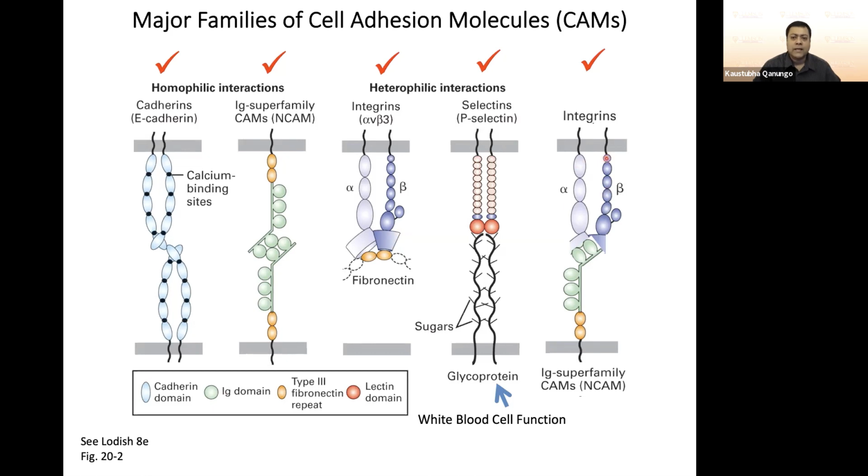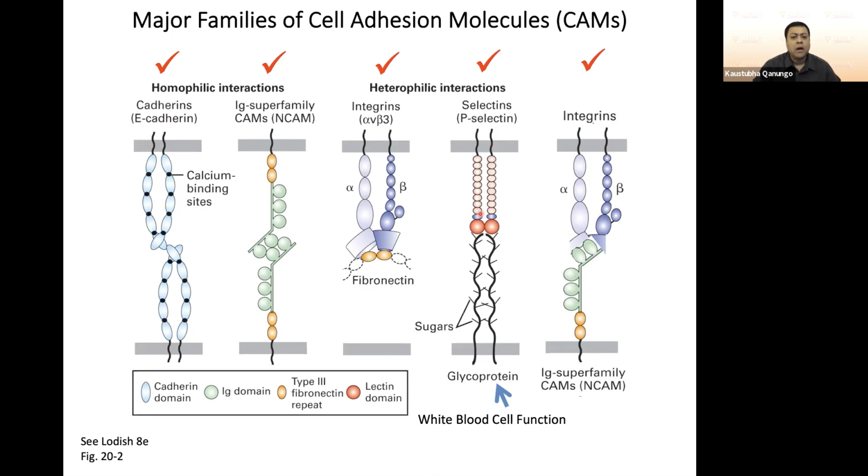Interestingly, you can see that integrins can interact with the Ig superfamily as well. So here is the Ig superfamily. The Ig superfamily, or the Ig CAMs, can form a homophilic interaction with themselves, or they can form a heterophilic interaction with the integrins as well. So this falls under the heterophilic interactions. The next type you are seeing is the P-selectin. P from plasma membrane selectin.